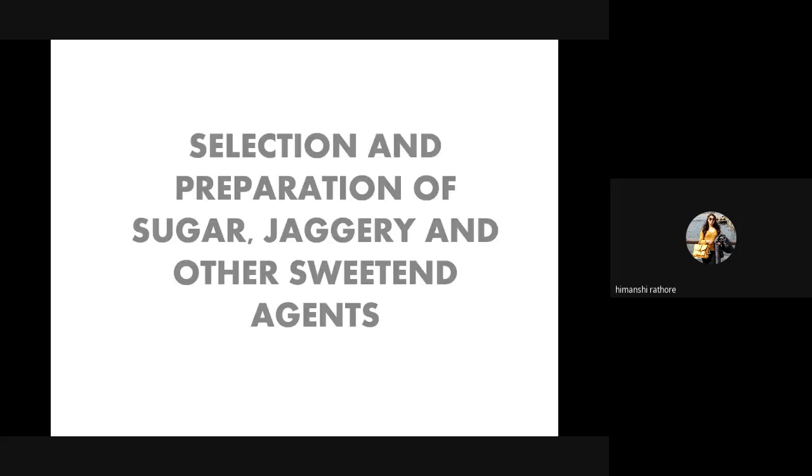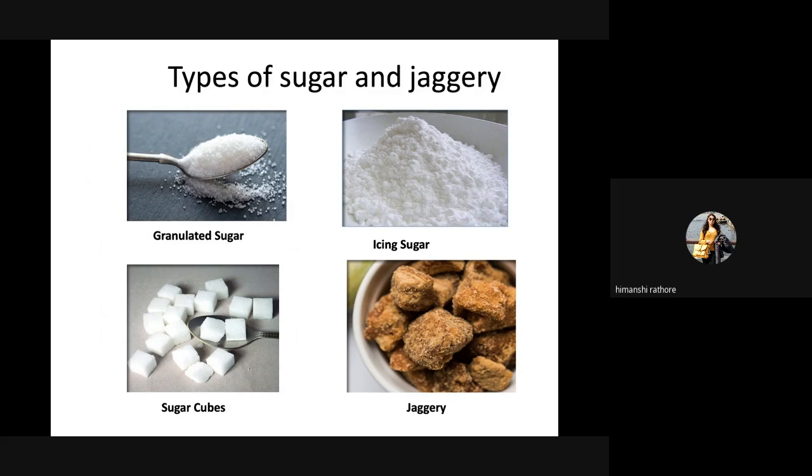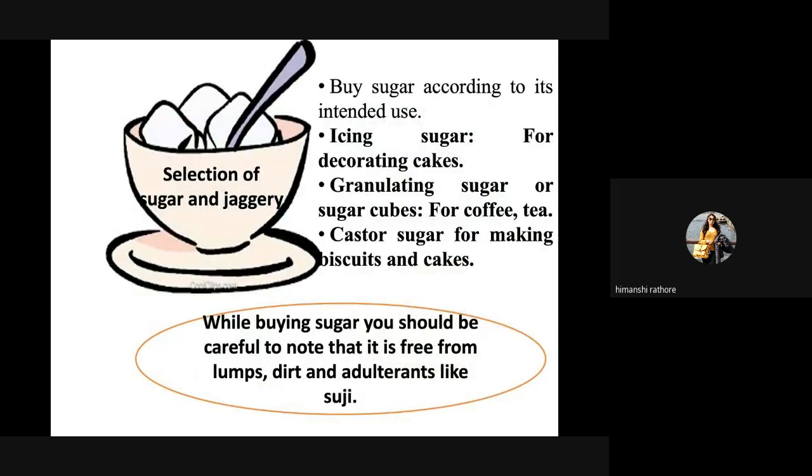Then moving forward to the selection and preparation of sugar, jaggery and other sweetening agents. There are many types of sugar which are being consumed, like granulated sugar, icing sugar, sugar cubes, and jaggery. You can see in the picture. The icing sugar is used in bakery products. The sugar cubes are used for making ready-made tea, and the granulated sugar is used in the kitchen for making sweet dishes and all that. So there are three forms of sugar in the market.